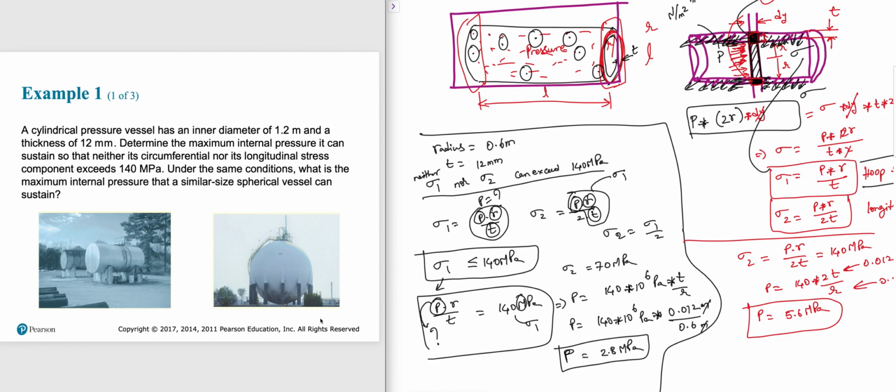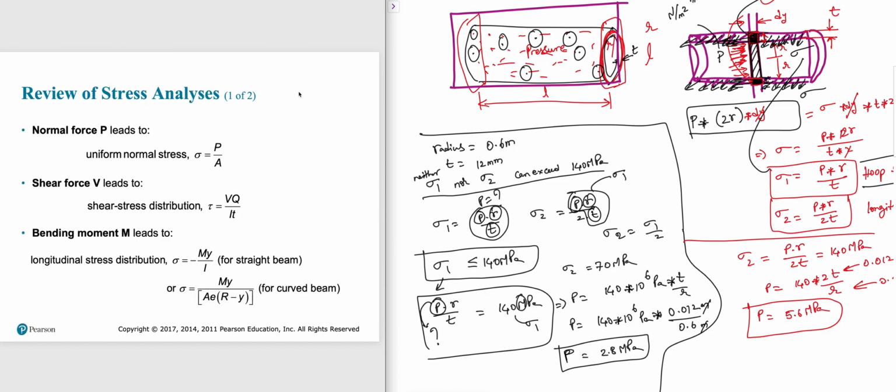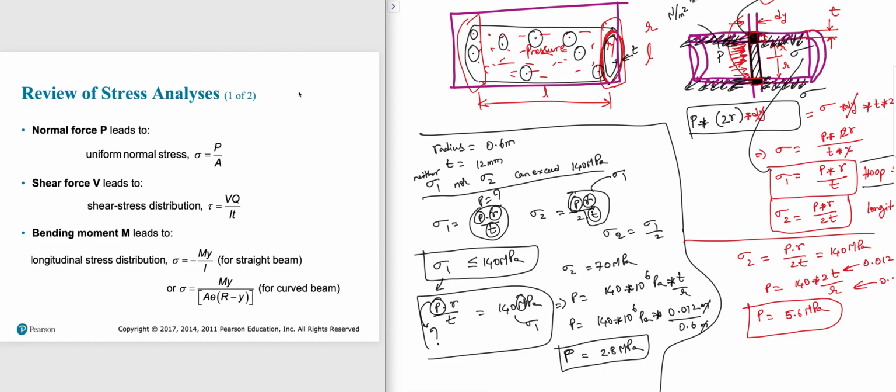See, the material is the same, thickness is the same, radius is the same, but the pressure that it can withstand is different. But the advantage of cylindrical is that it's easier to transport, easier to maintain compared to a spherical tank. Well, that is the case. So that is the answer. That's how we do a problem that involves thin-walled pressure vessels.